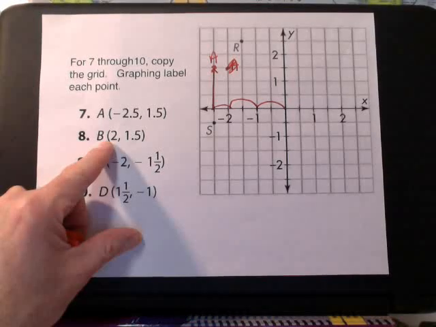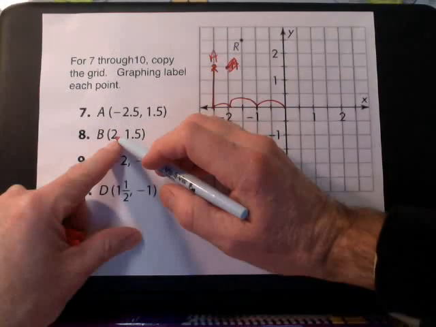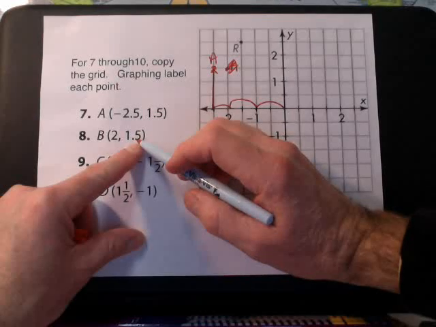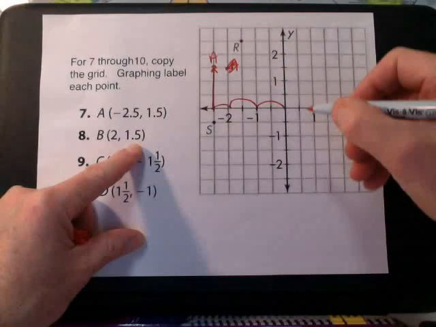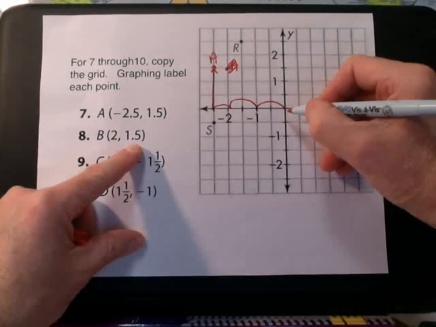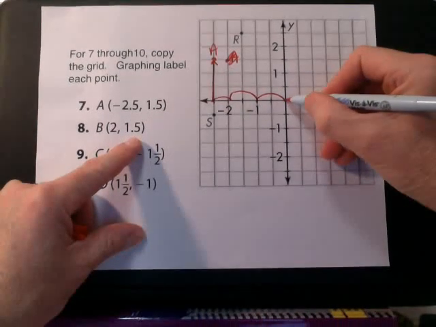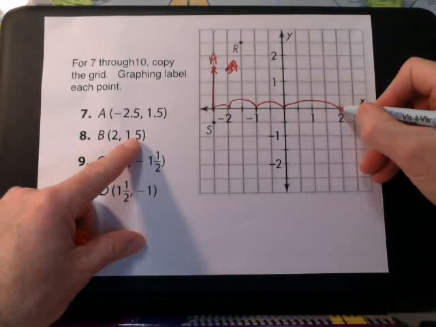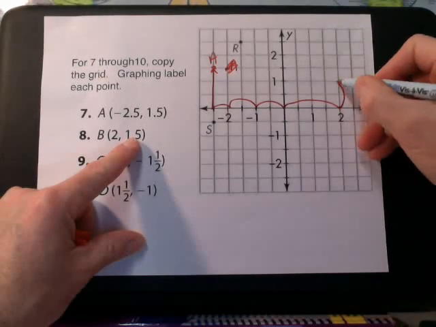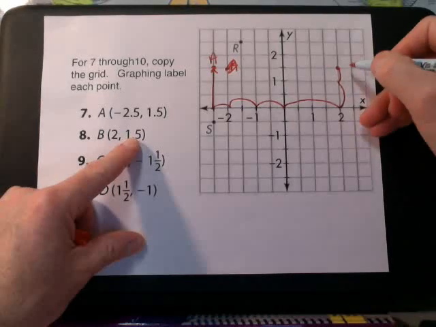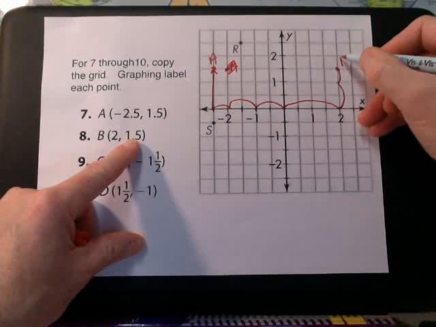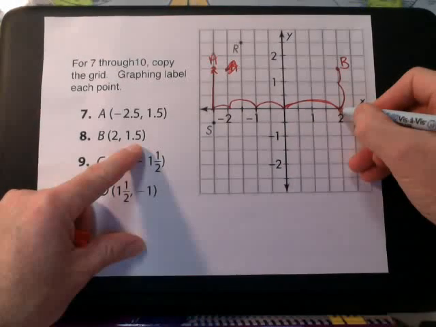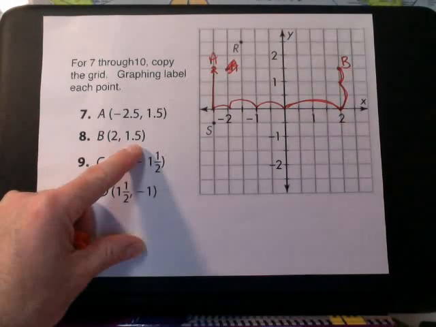All right, how about point B? Point B, we have a positive 2.5, positive 1.5. So we're going to come over 2 whole units to there, and then up 1.5. Okay? And that would be point B. Came over 2.5, and then up 1.5.